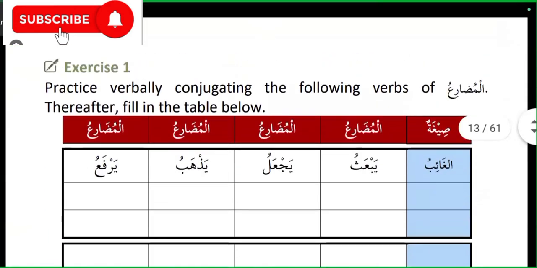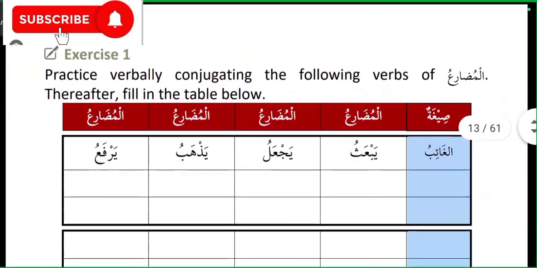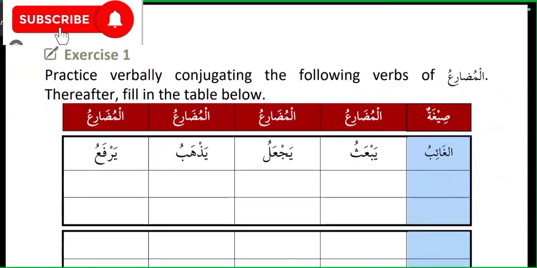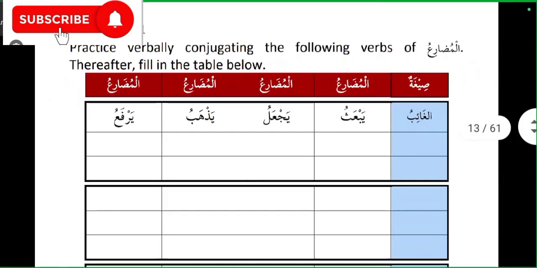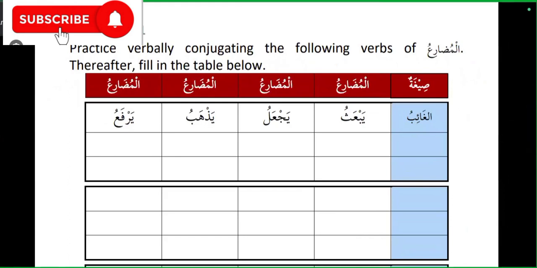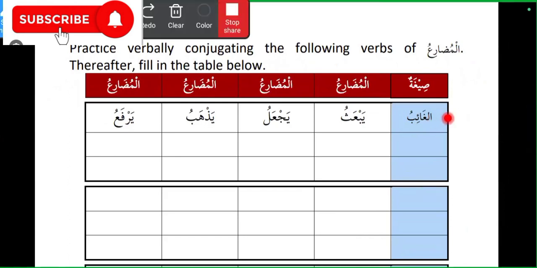Now here we have exercise number 1 on page 26. I want all of you to do these exercises orally and also in written form. What you need to do is to write the conjugation. الغائب, الغائبان, الغائبون, الغائبة, الغائبتان, الغائبات. يبعث, يبعثان, يبعثون, تبعث, تبعثان, يبعثن.